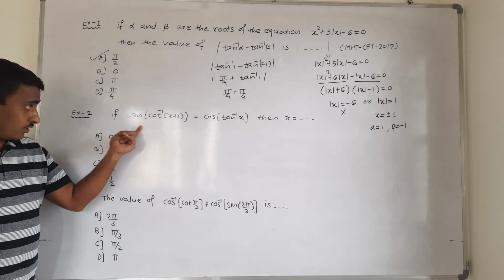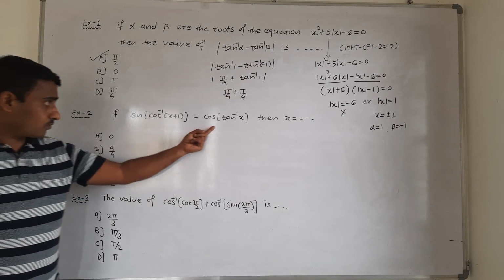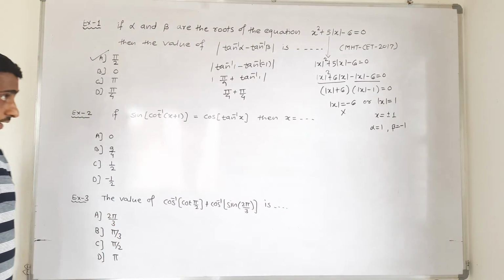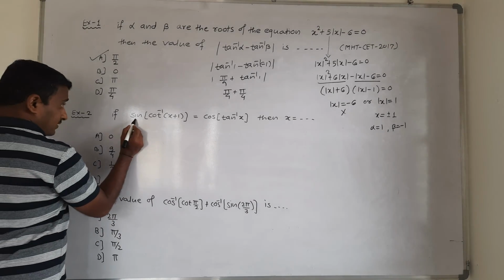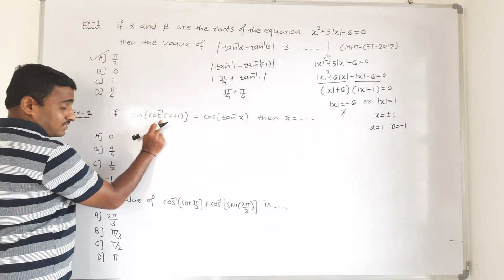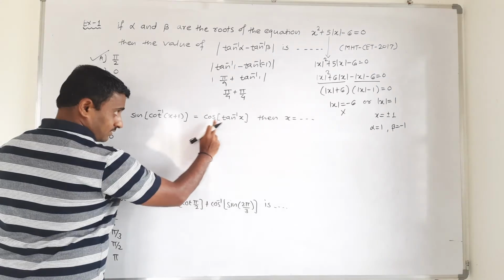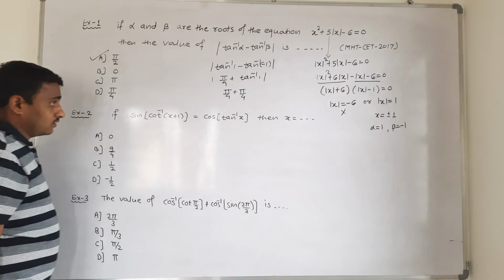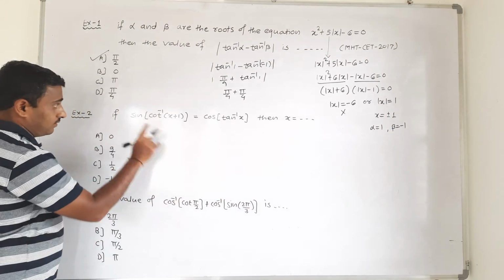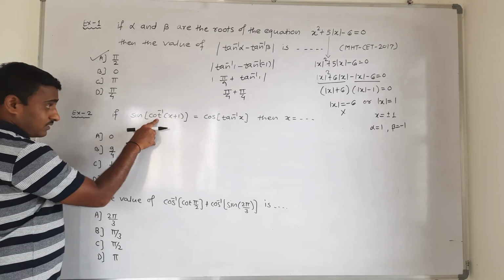Next example: sine of cot inverse x plus 1 is equal to cos of tan inverse x. Then x is equal to? Outside is sine, therefore we make the inside a sine inverse. Outside is cos, therefore we make the inside a cos inverse. Then cos and cos inverse x cancel. Outside sine, we make sine inverse x inside.